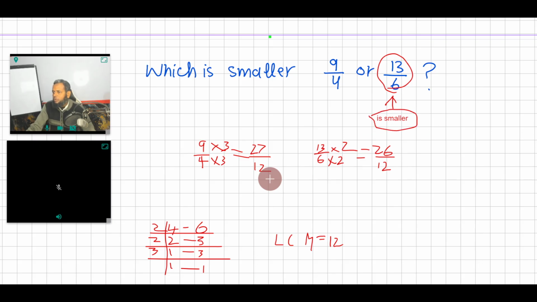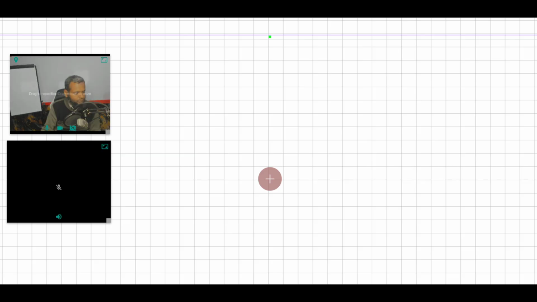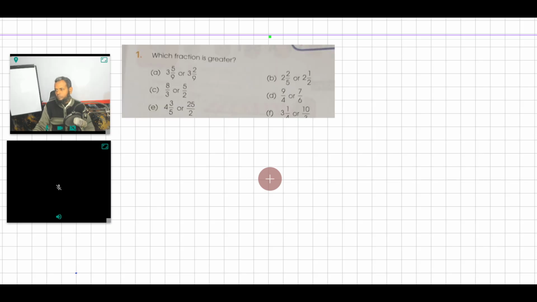Okay, I'm writing the next one. Which fraction is greater? You just solve this question, E part, okay? Can you solve E part? Hello, no Muhammad, solve E part.